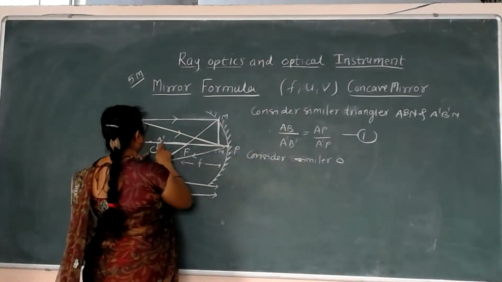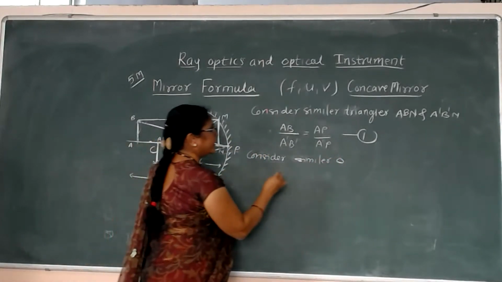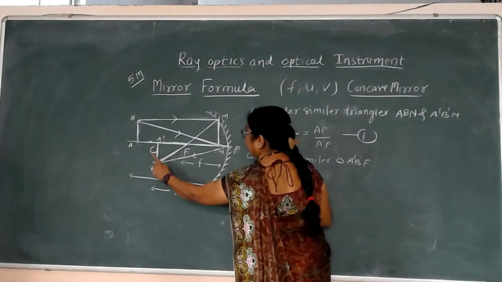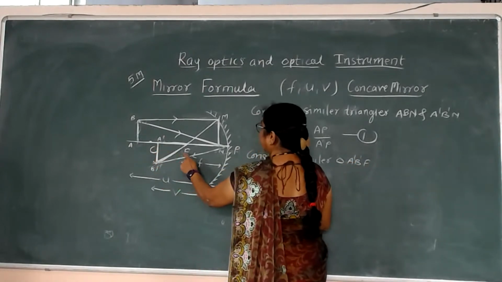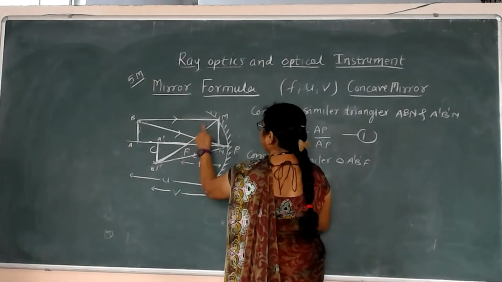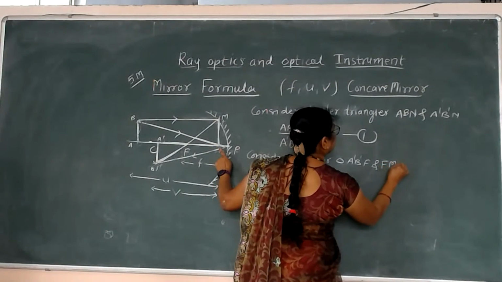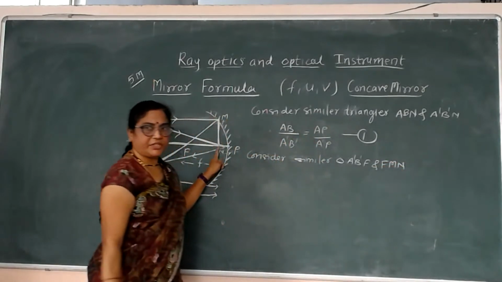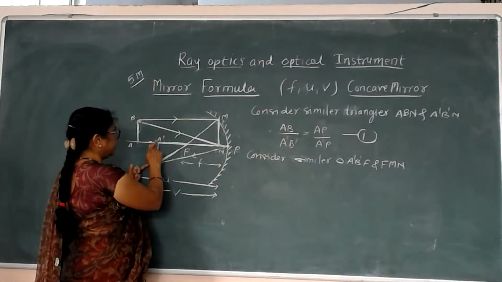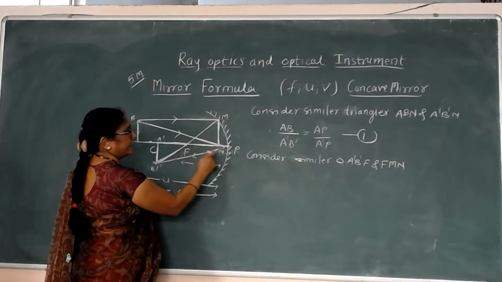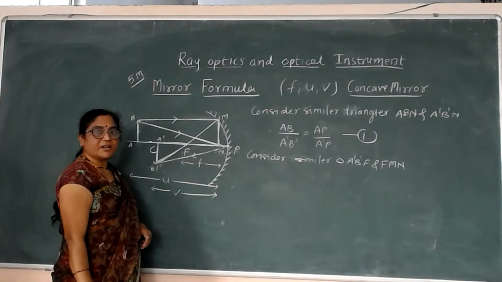Those are A'B'F, and the other one is FMN. So this is the first triangle, A'B'F, and the other one is FMN. Then compare the similar sides.